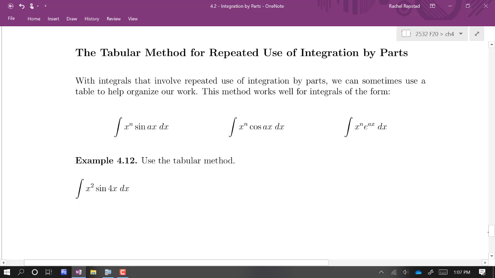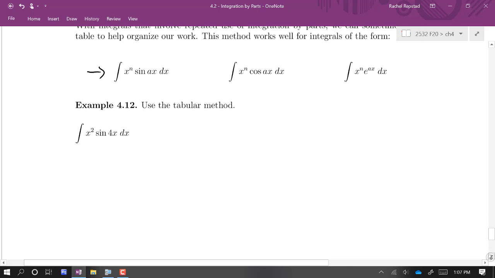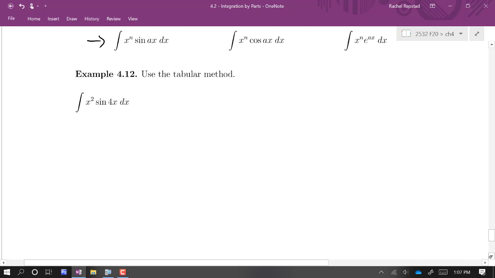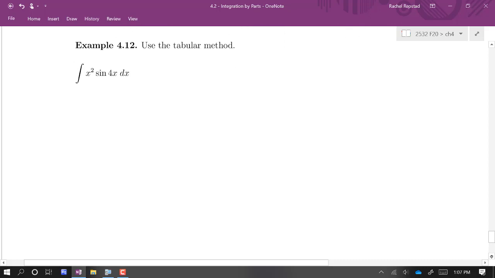a little bit easier. It works particularly well if you have a power of x multiplied by like a sine of a constant times x, or cosine of a constant times x, or e raised to the power of a constant times x. So like one of these three forms here. So here's how the tabular method works. I'm just going to show you by example.